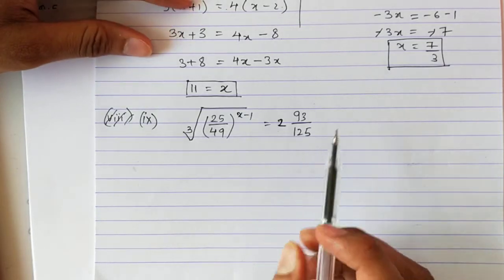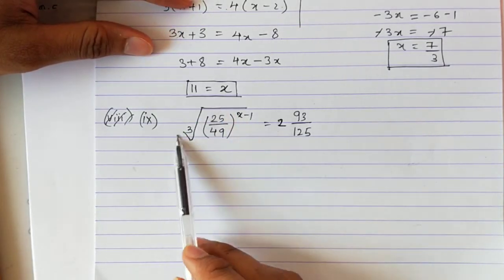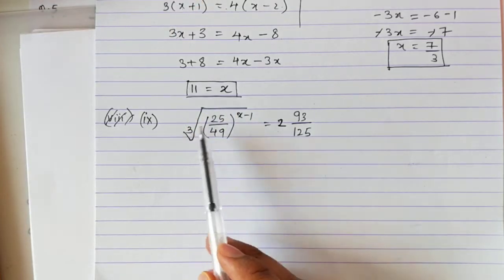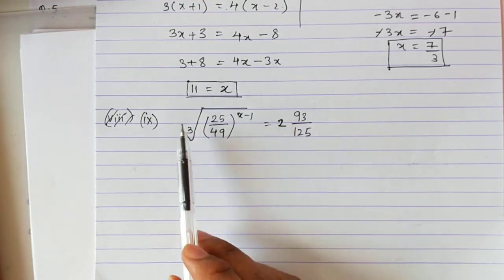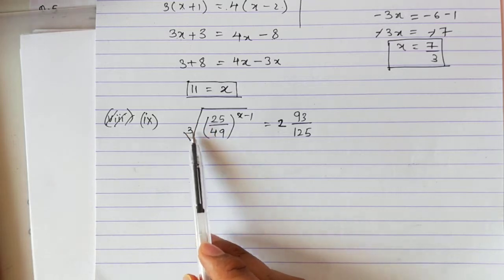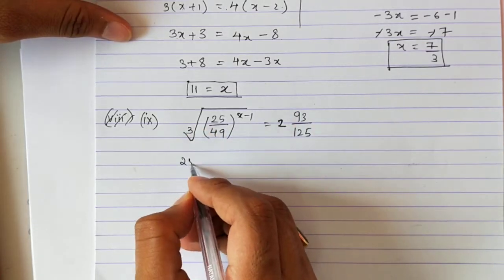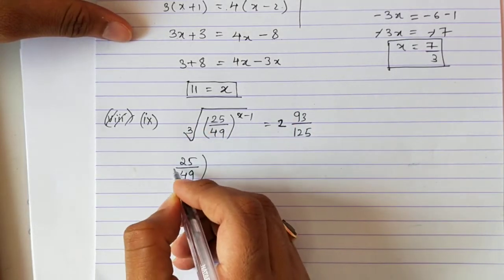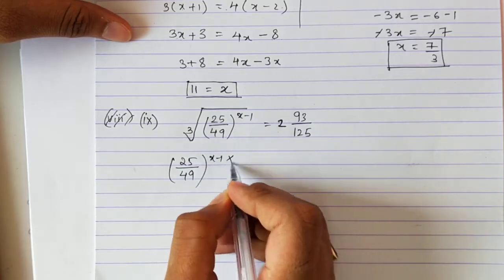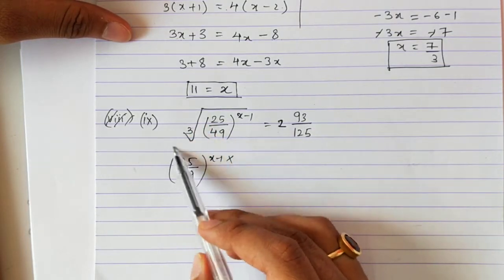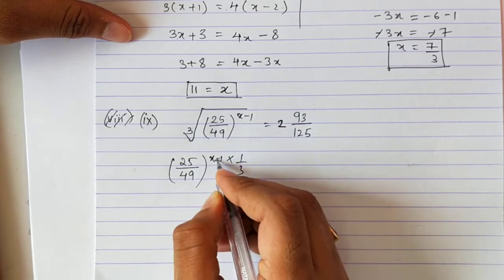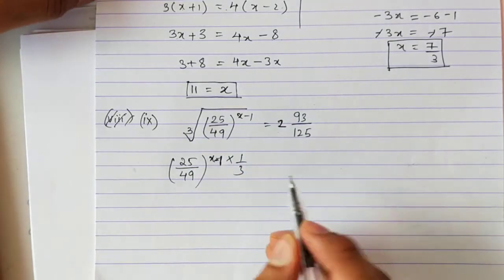So even here, first, this is a cube root. When there was a square root, we used to make 1 upon 2 in the power. But this is a cube root, 3 here. Cube root means, in the power, this cube root will become 1 upon 3. See, we have done this rule.